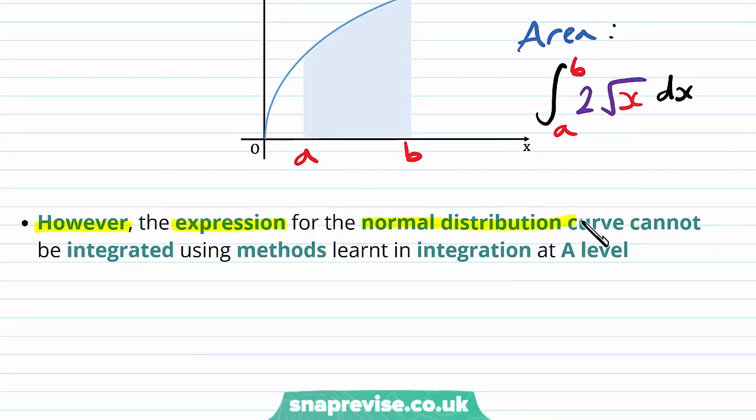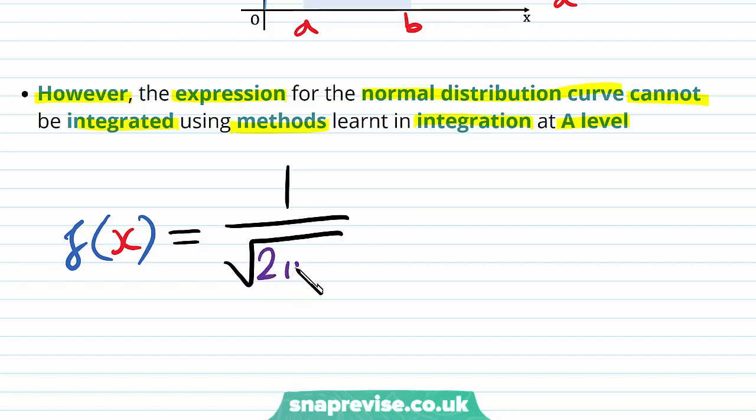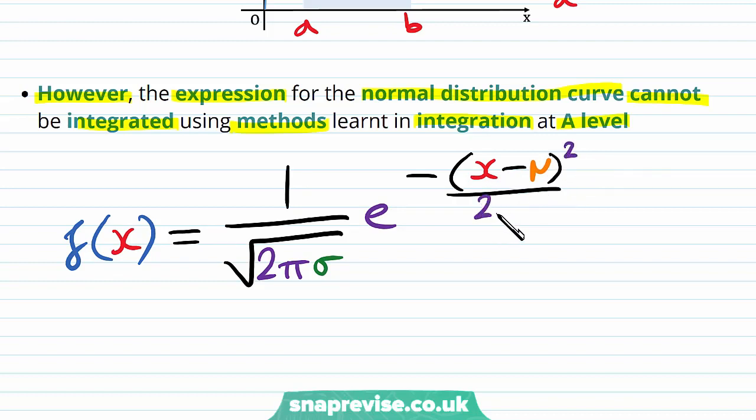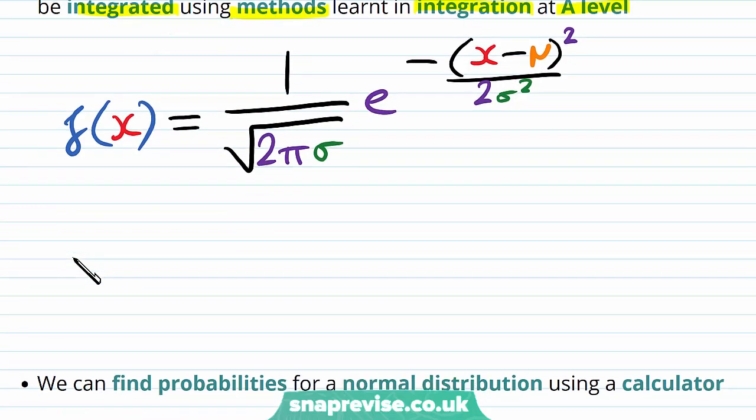However, the expression for the normal distribution curve cannot be integrated using methods learnt in integration at A-level. It turns out that in general, the function f of x, which is the probability density function, is equal to 1 divided by the square root of 2 pi sigma, and then we have e to the power of minus (x minus mu) all squared, divided by 2 sigma squared. This is quite a complicated function, but even in the simple case when mu equals 0 and sigma equals 1, we have a constant multiple of e to the minus x squared. And this function is not easily integrable.